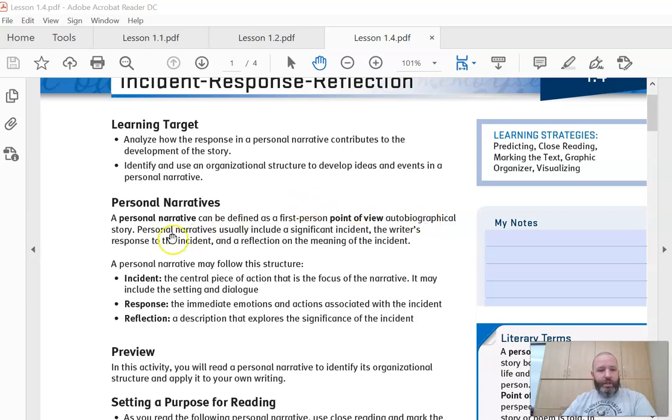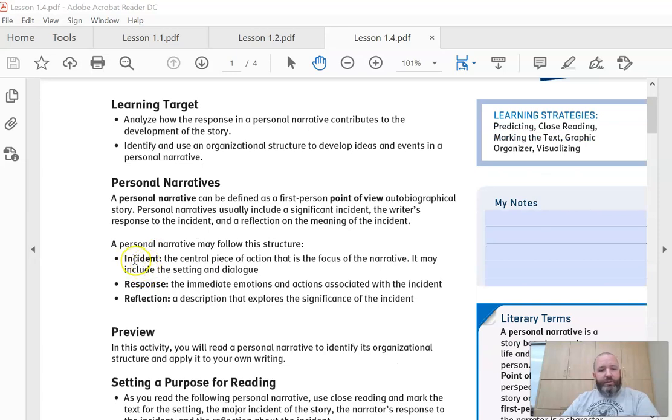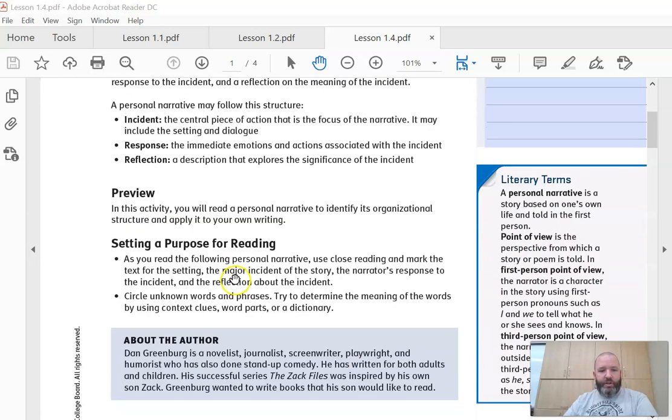Okay? So in this story, we're going to break it into three parts: the incident, the thing that happens; the response, how the character responds to the incident; and the reflection. Thinking back on that piece, looking back, how did it affect them, how did it change their lives, and why was it important? Okay, so as you read the text, here's what it wants you to do.